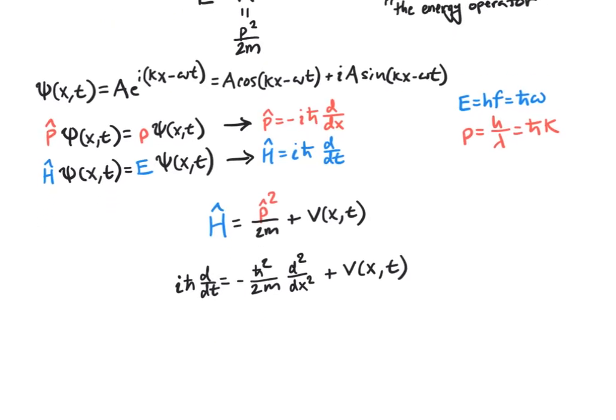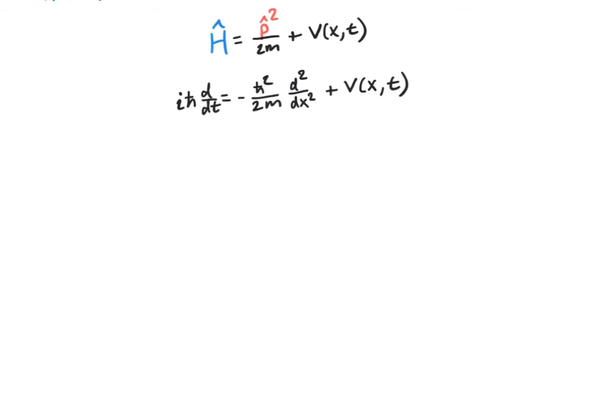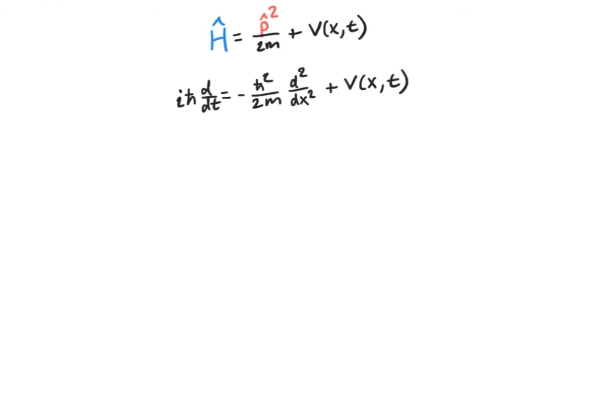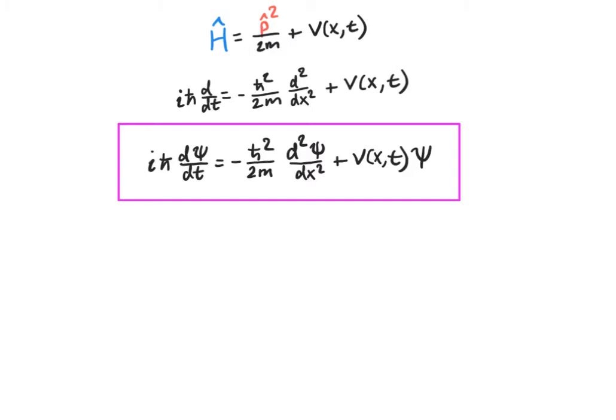Right now, this is just an operator equation. We haven't operated our operators on anything yet. There's nothing stopping us from doing that, though. We can simply operate the left and right-hand side of this equation onto our wave function. And this is the complete time-dependent one-dimensional Schrodinger equation. Note that there are only two inputs to this expression, to this equation.